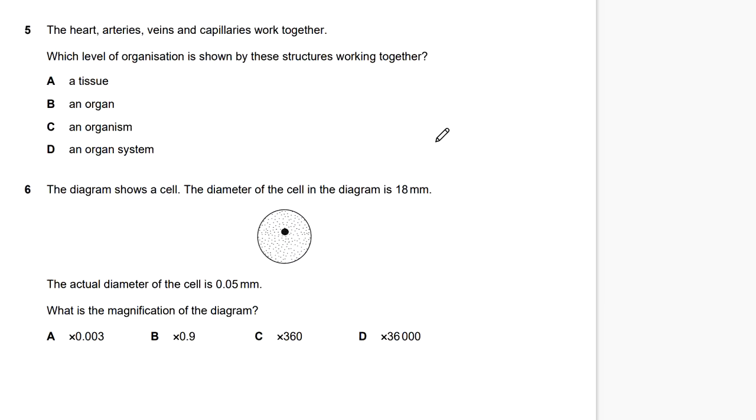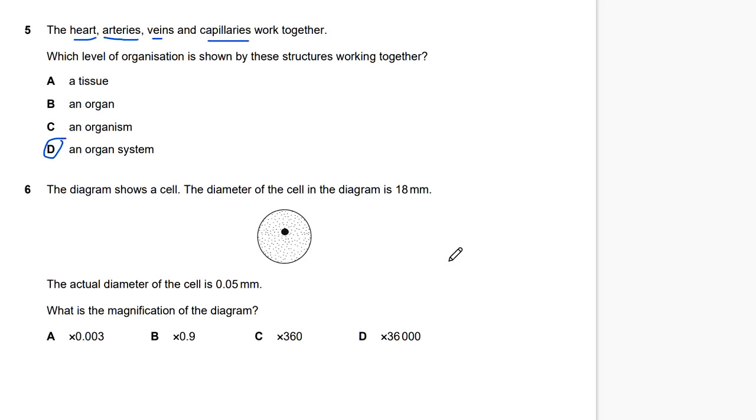Next, the heart, arteries, veins, and capillaries work together. Which level of organization is shown by these structures working together? Is it a tissue, an organ, an organism, or an organ system? So we have the heart, the arteries, the veins, and the capillaries. These are the parts of a cardiac system. So the correct answer is letter B.